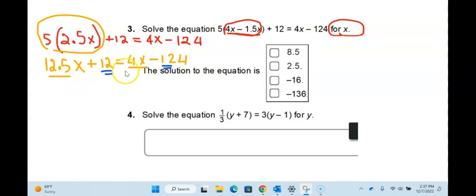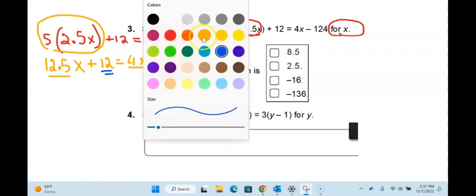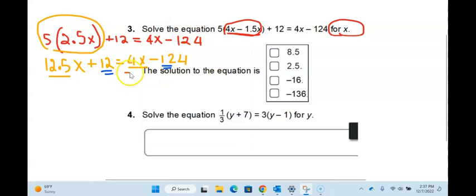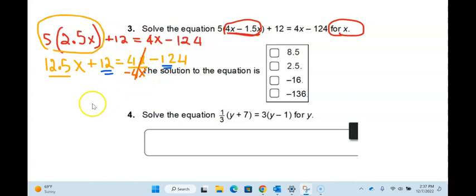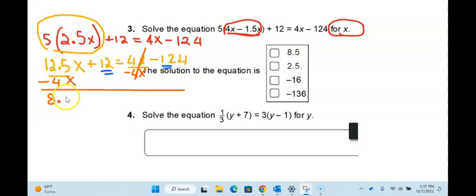Right? Okay. So I'm going to go ahead and subtract what? Subtract this 4x. And what's 4x minus 4x? Gone. And then over here I'm going to subtract the 4x. Okay. What is $12.50 minus 4 whole dollars? 8.5x plus what? 12 equal negative 124.